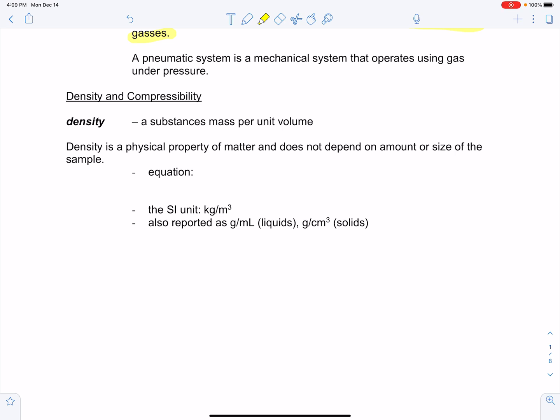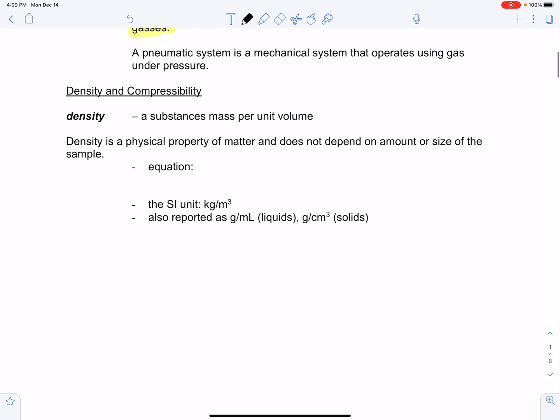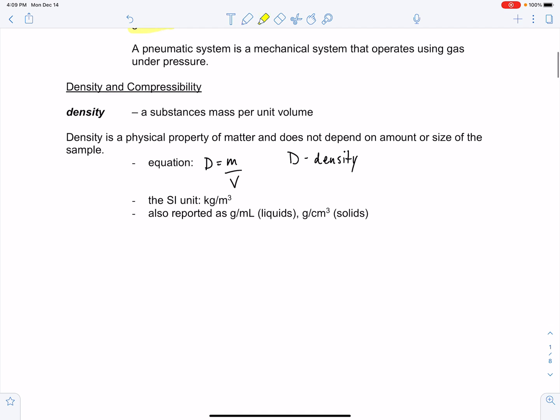The equation for density is D equals M divided by V, where density is measured in kilograms per meter cubed, or grams per milliliter for liquids, or grams per centimeter cubed for solids. M is the mass, measured in kilograms or grams.